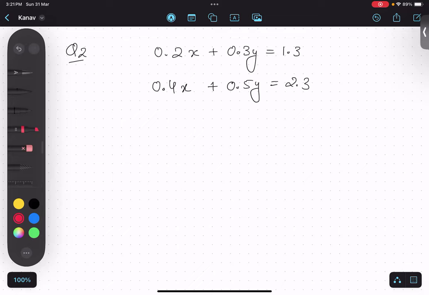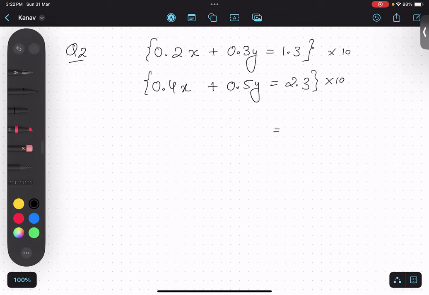So even in fractions, I like to take LCM and remove denominator. Similarly, in decimal, I like to remove decimals. This is 1's place, 10th place. Every decimal number is 10th place. So what I'm going to do, I'm going to multiply the whole equation by 10, and multiply this whole equation by 10 to remove decimal.